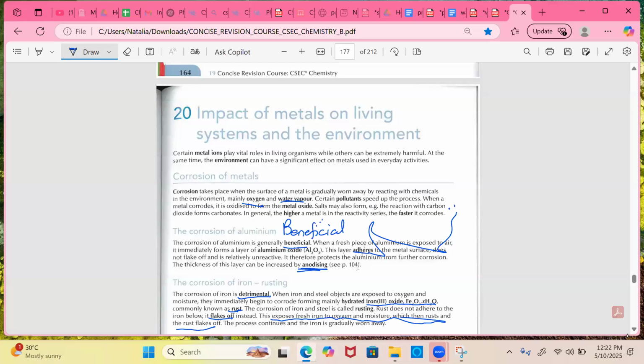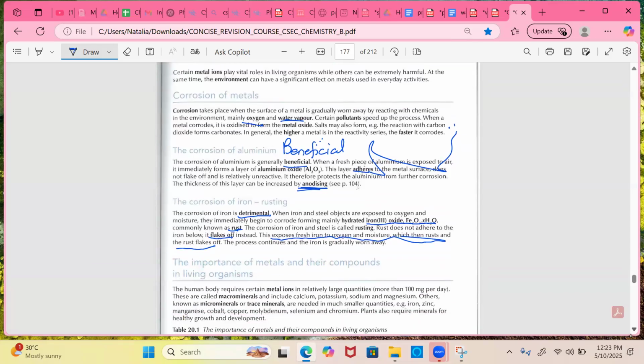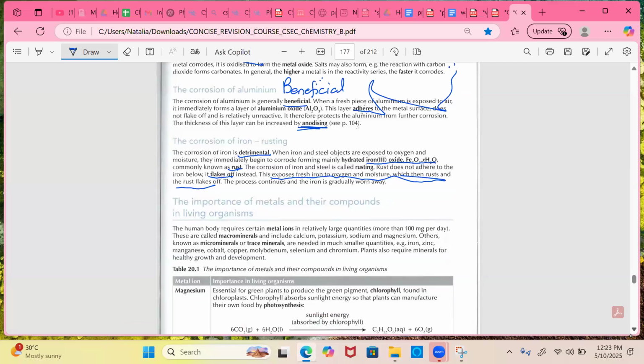So the rusting of iron flakes exposes more iron to more environmental factors, so it corrodes and flakes off. This continues until the entire iron is damaged. Whereas for aluminum, it forms aluminum oxide, which sticks to the surface of the metal and prevents more aluminum from being exposed. So we have it being beneficial.